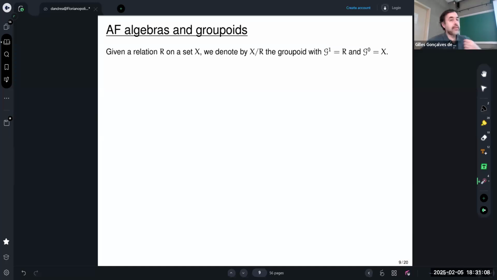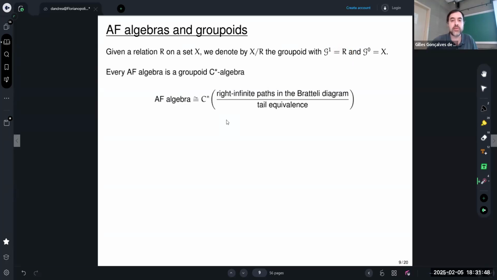Let me comment on the realization as a groupoid C*-algebra. I won't say much, just show some examples. Suppose you have a relation R on a set X. I will denote by X over R the groupoid, this relation thought of as a groupoid, because the philosophy is that it is a kind of quantum space replacing the geometric quotient. This is the point of view of non-commutative geometry. So this quotient means the groupoid whose arrows are given by elements in R and whose object set is X. I'm sure that you saw this special case of groupoid, and I'm not going to say more.